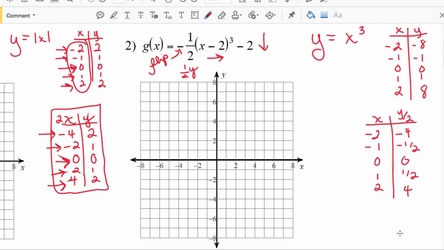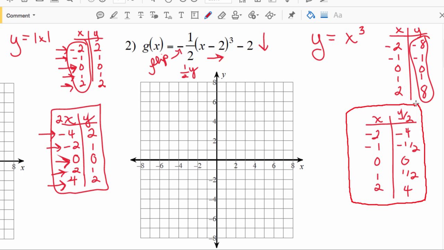And there we go. So all of our y values here have been just divided by 2. And then this is what I'm going to use to graph the shape of my function over here, the related function. My origin 0, 0 is going to be moved first, so I'm going to move that right 2 and then down 2 and put a dot.